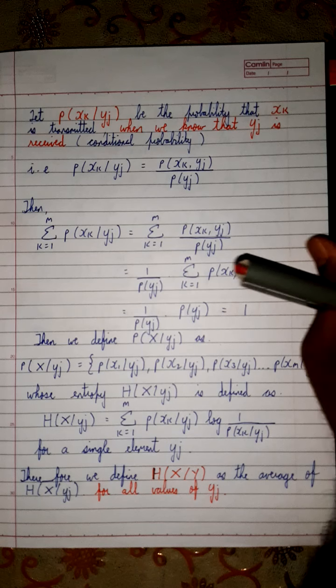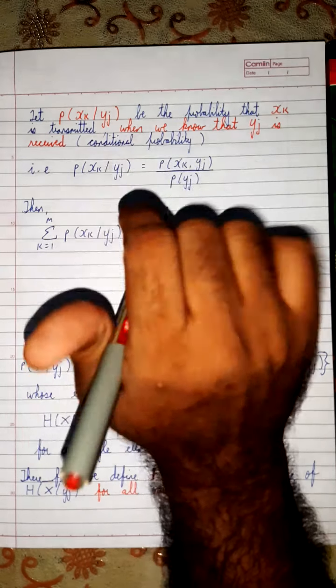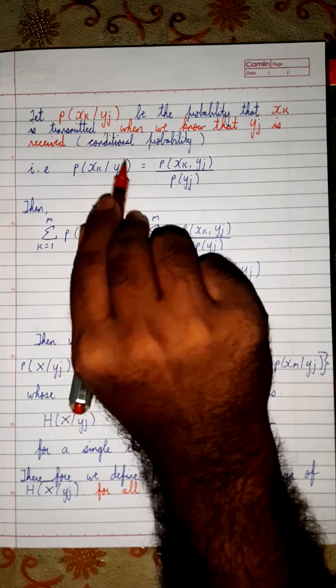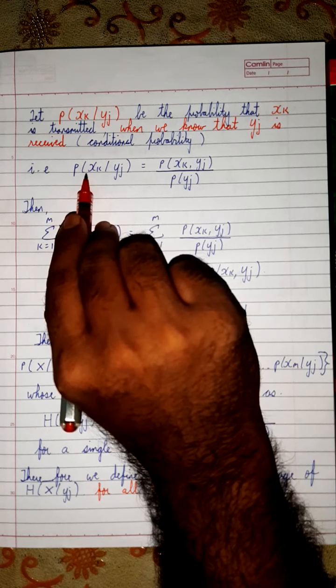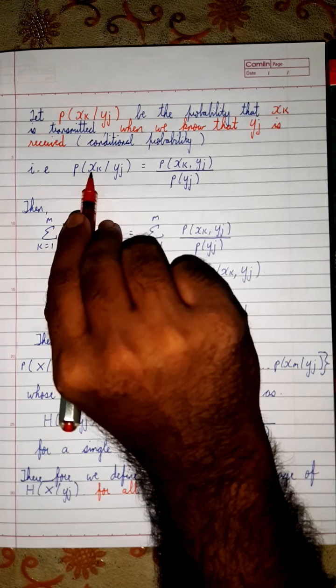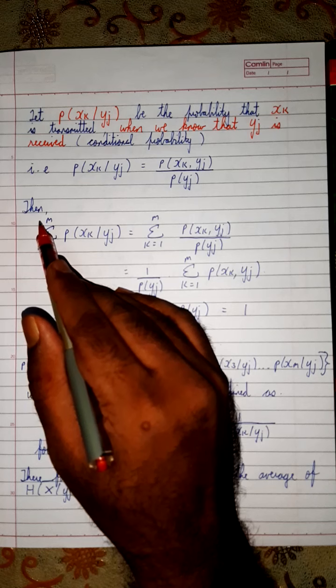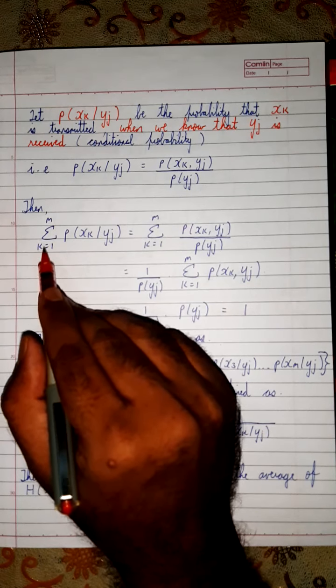Alright. So here basically what is constant in this probability? The condition is the one that is constant. This is the variable and this condition is the constant. So now I'm going to add for all values of k, that is sigma k is equal to 1 to m. There are totally m transmitted symbols, right? So sigma k is equal to 1 to m.